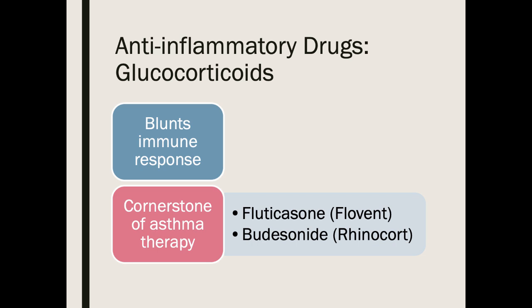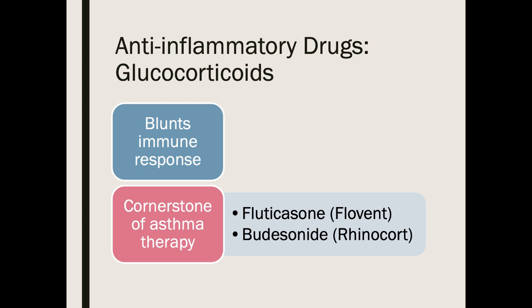One of those is glucocorticoids, a type of steroid, and when giving a steroid medication, we're going to blunt the immune response of the body. And this is cornerstone therapy in asthma patients. Chronic asthma patients are typically on some sort of a glucocorticoid if the asthma is chronic enough, bad enough.